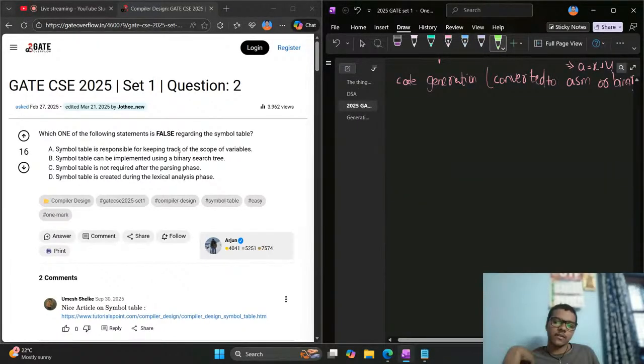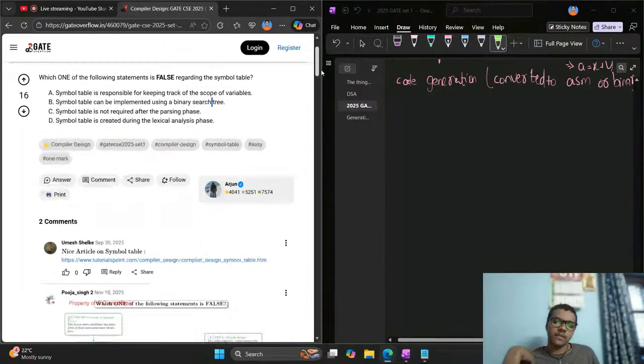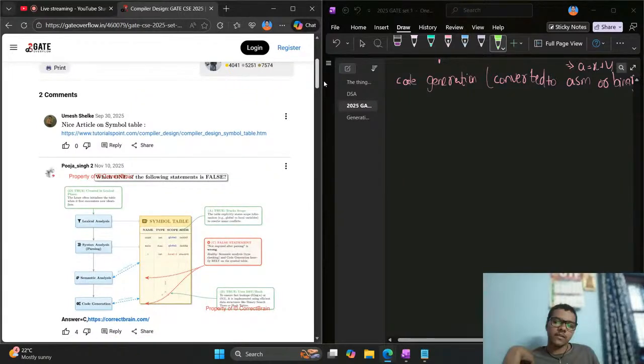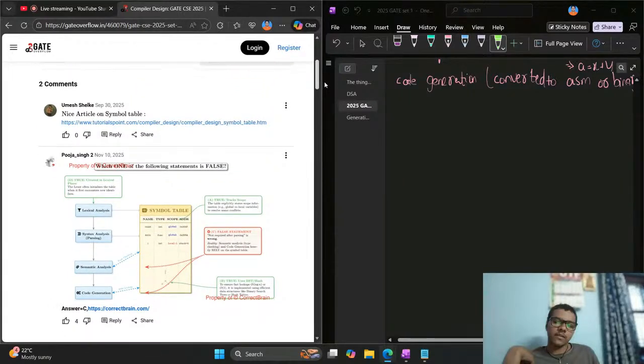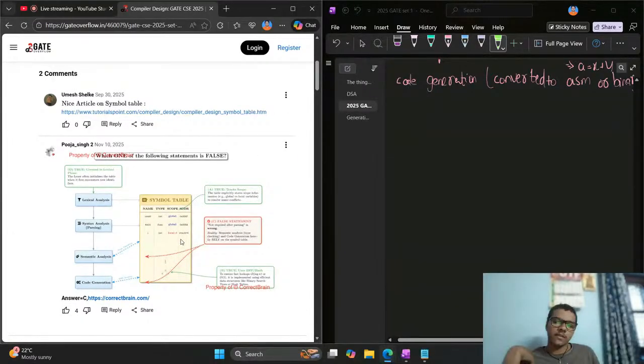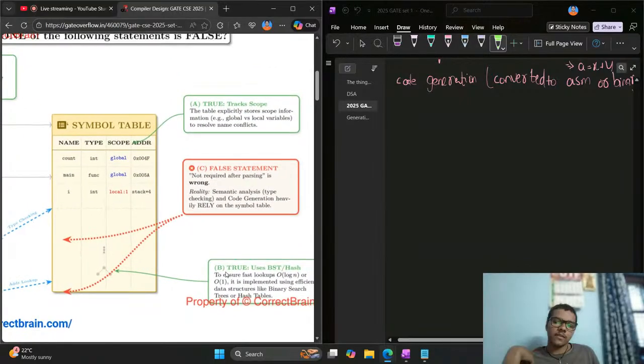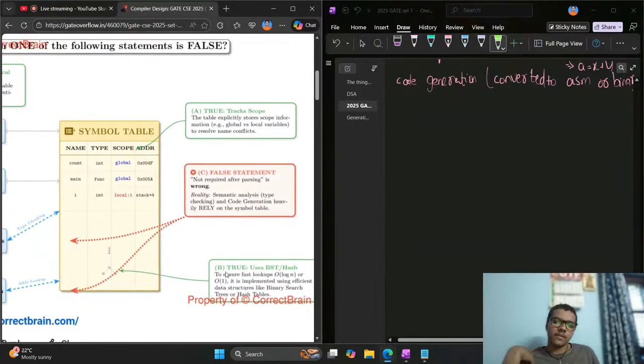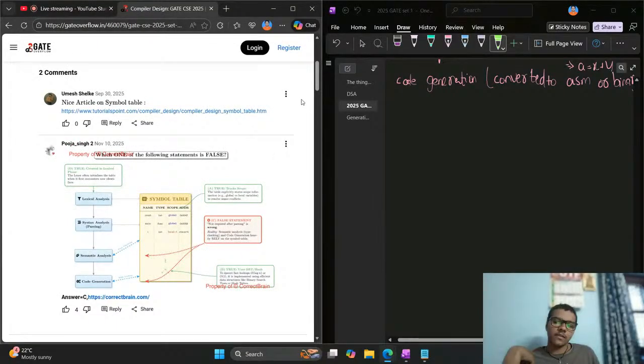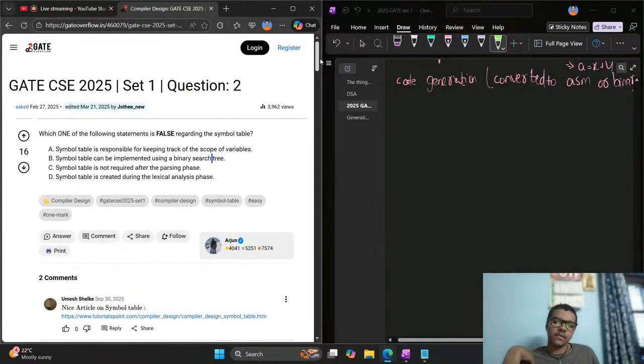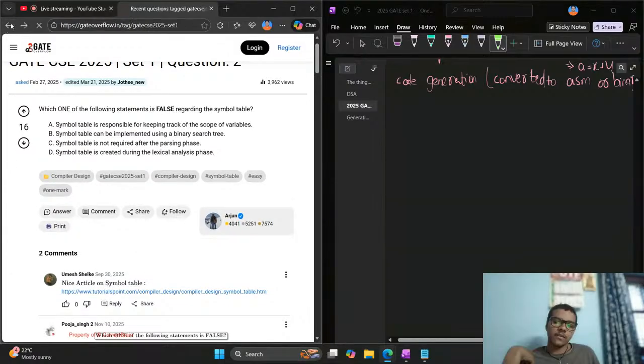So scope of the variable, that is responsible. That's good. A symbol table can be implemented using binary search tree, to ensure fast lookups. It is just a knowledge thing. It is required in all the phases. That's good.